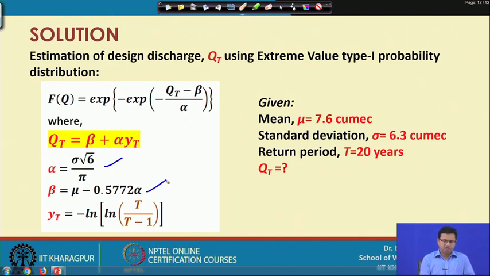Then y t is called the reduced variate. So, that is a function of the return period. That can be estimated as minus ln of ln of t divided by t minus 1. So, here t is 20 years. Once y t, beta and alpha are known, I can use these values in the equation Q t equal to beta plus alpha y t to estimate my design discharge.